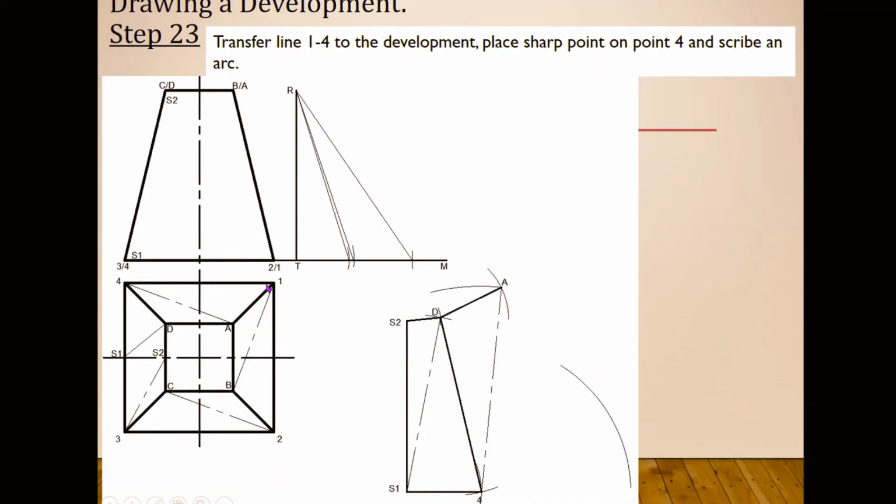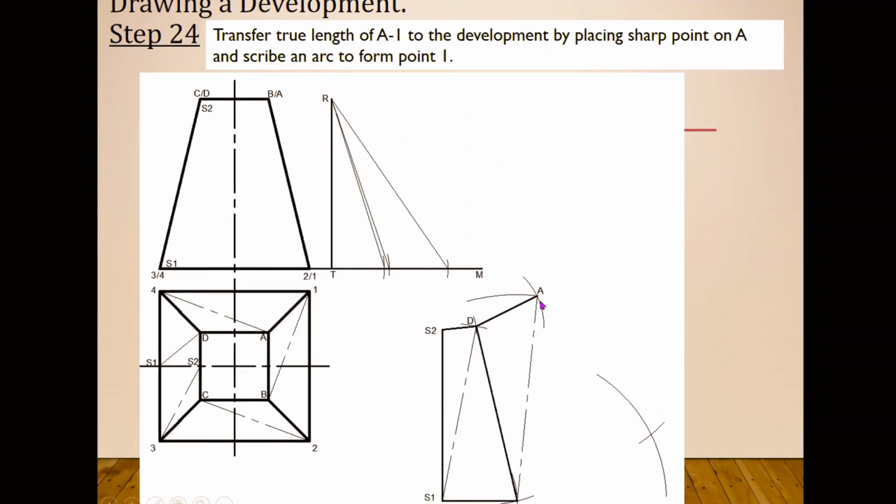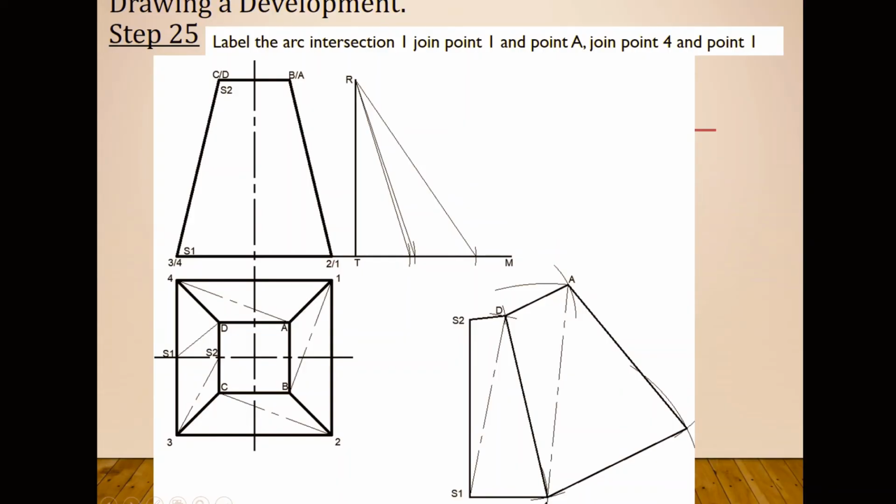And the next step now, we're going to be looking for point number 1. So you're going to measure from 4 to 1. From 4 to 1, you scribe an arc. Then you find the true length from A to 1. The true length from A to 1 is the same length as 4 to D. So you're going to measure the true length using a pair of compass. You place your sharp point there, you place your lead there, and you scribe an arc. Then you will find point 1.